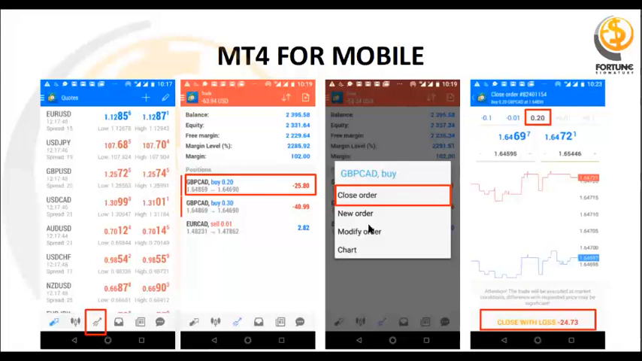But if I want to close the order and I close the order here, guess what? Closing the order here will show me this: close with loss of minus 24.73. If I click on this close immediately, the execution is over. The order is cancelled, and of course I am out of the trade.